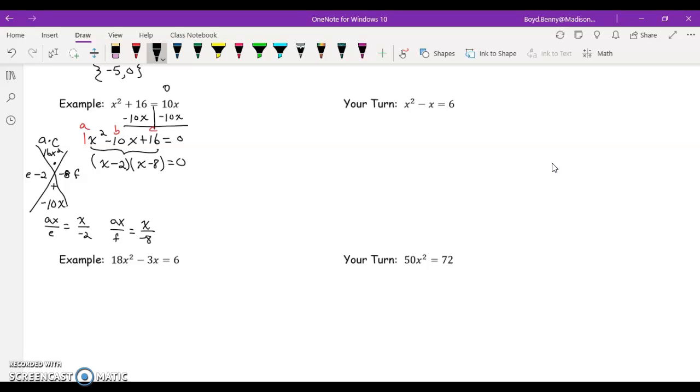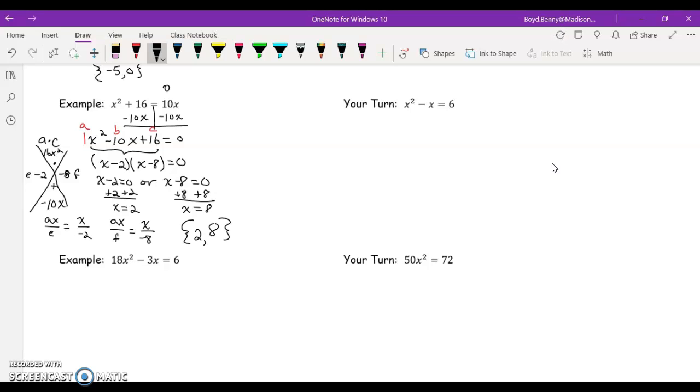And when we look at this, let's set each one equal to 0, and then we would solve. So here I'm going to add 2 to both sides. Over here I would add 8 to both sides. Just trying to isolate x like we did back when we learned how to solve one-step equations. So my two solutions are the numbers 2 and 8.